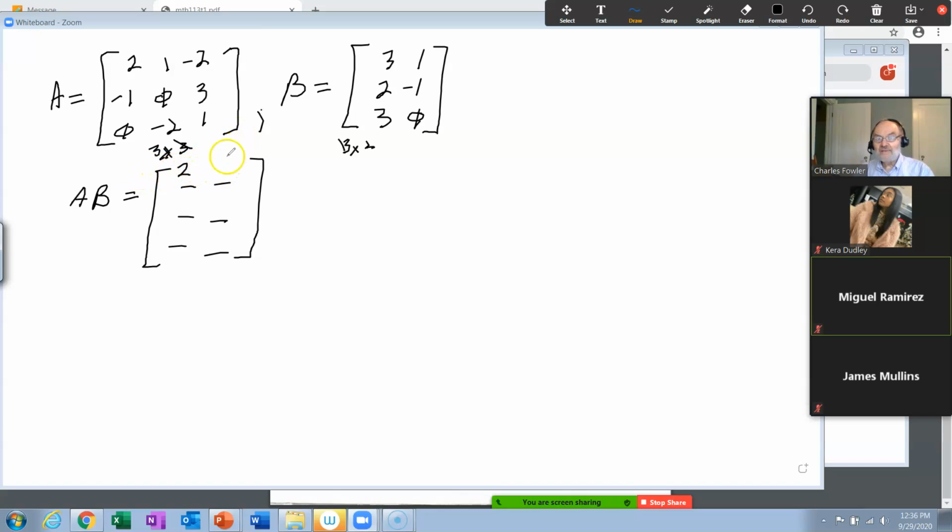The 1, 2 entry here will be first row here, second column here. That's a 2, minus 1 would be a 1. So that's just a 1. The 2, 1 entry here is going to be second row, first column. Say minus 3, 0, plus 9, that's going to be 6.